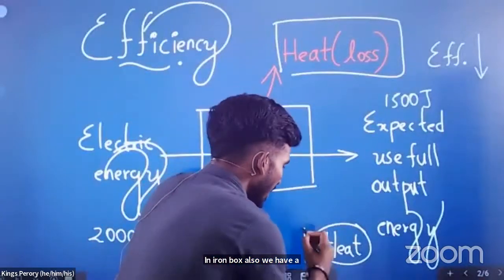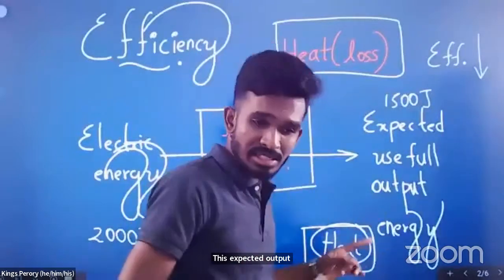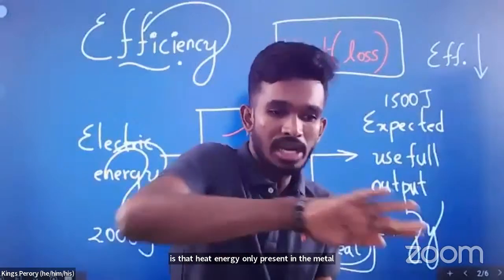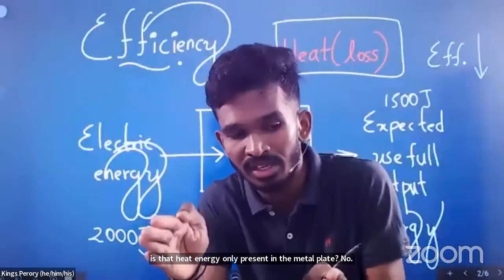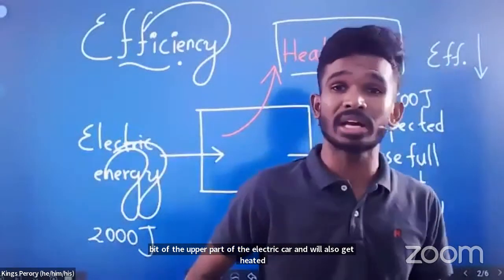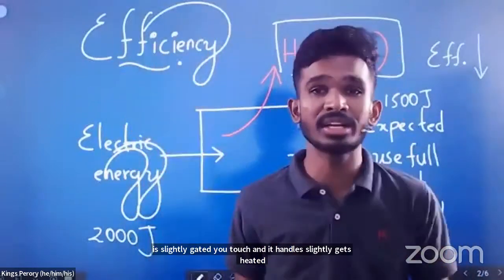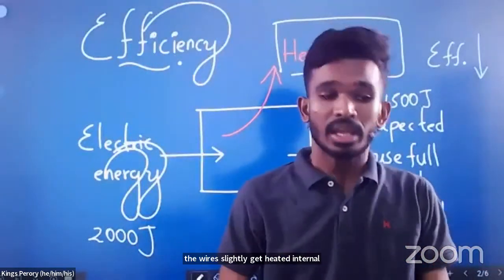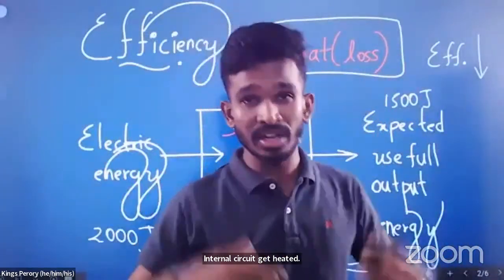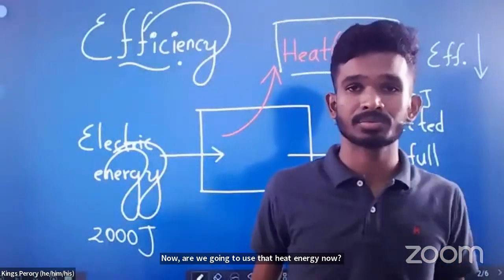The expected output should be in the metal plate. Is that heat energy only present in the metal plate? No. A little bit of the upper part of the electric iron will also get heated. The handle will slightly get heated. You touch and see. The wires slightly get heated. The internal circuit gets heated. Are we going to use that heat energy? Are you going to use the heat in the handle?